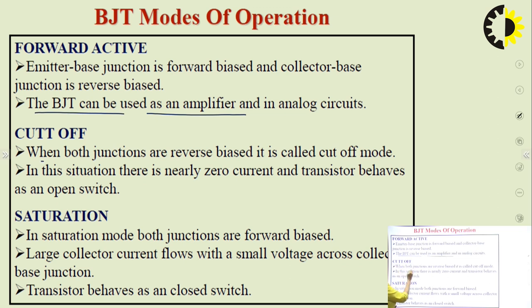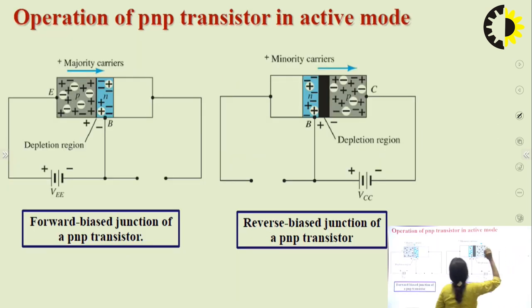The cutoff region is when both the junctions are reverse biased. It is called cutoff mode, and in this situation there is nearly zero current and the transistor behaves as an open circuit. While in saturation mode, both junctions, that is the emitter to base junction and the collector to base junction, are forward biased and a large collector current flows with a small voltage applied across the collector base junction, and the transistor behaves as a closed switch. So if your transistor is working between the cutoff region and the saturation region, then it behaves as a switch, as we discussed in the previous slide.